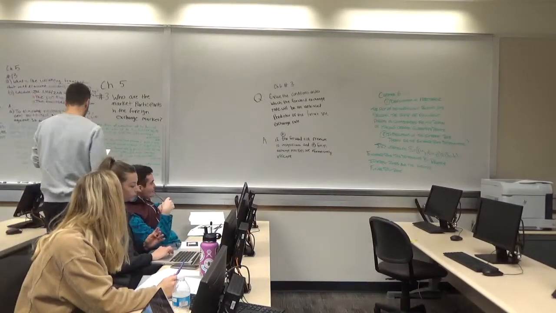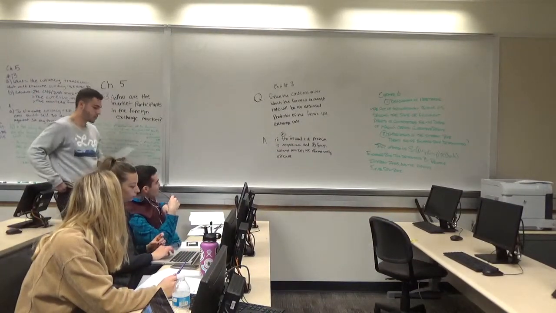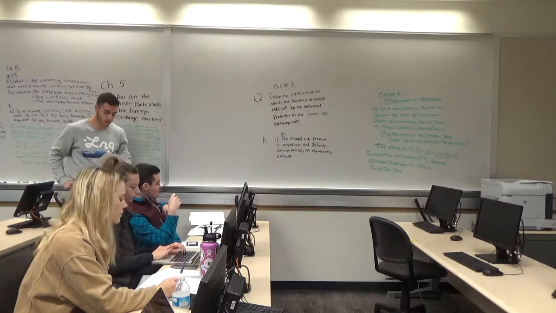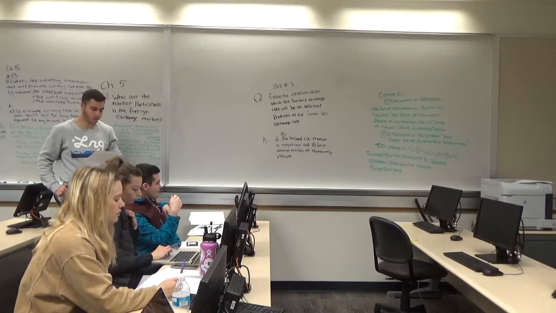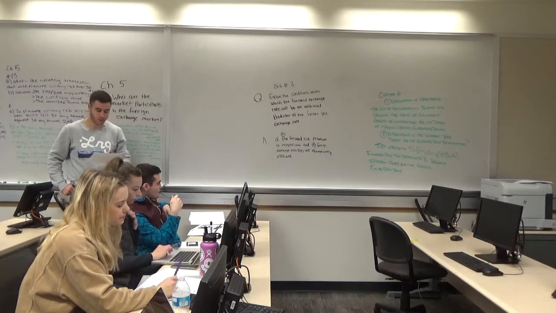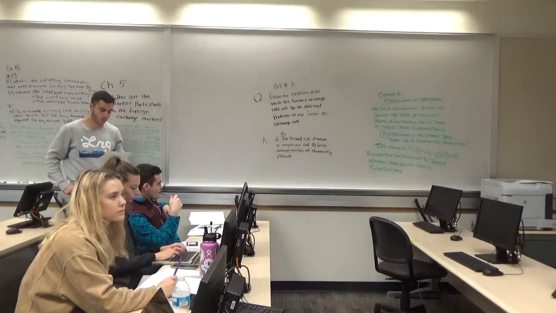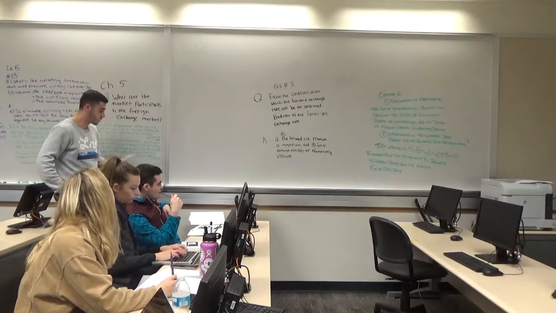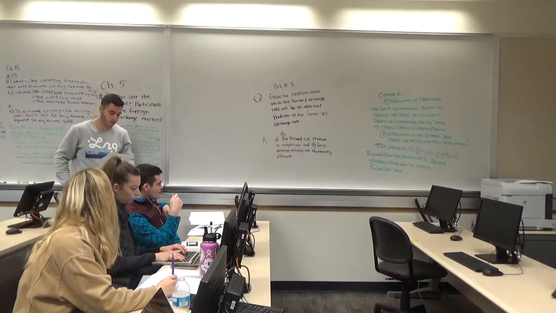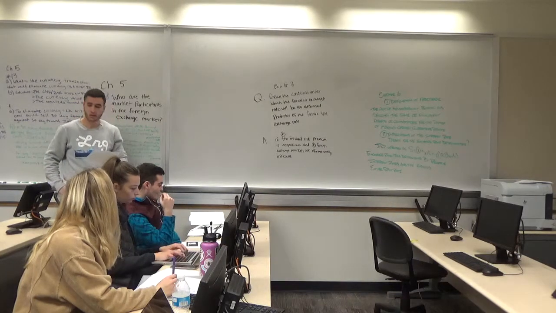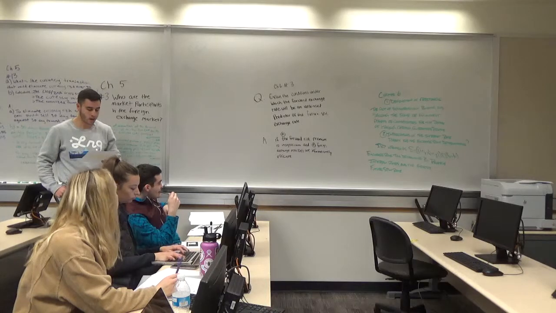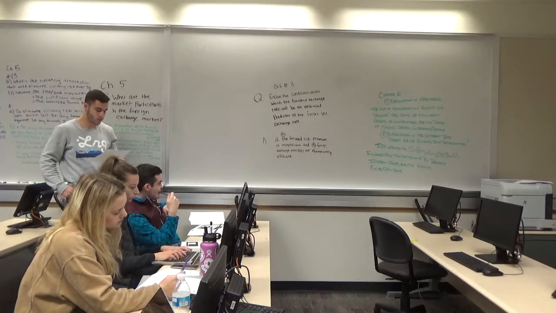Chapter 5, number 3 is asking who are the market participants in the foreign exchange market, and it can be categorized into 5 groups: international banks, bank customers, non-bank dealers, foreign exchange brokers, and central banks. Starting with international banks, these provide the core of the financial market. There are approximately 100 to 200 banks worldwide that make a market in foreign exchange.